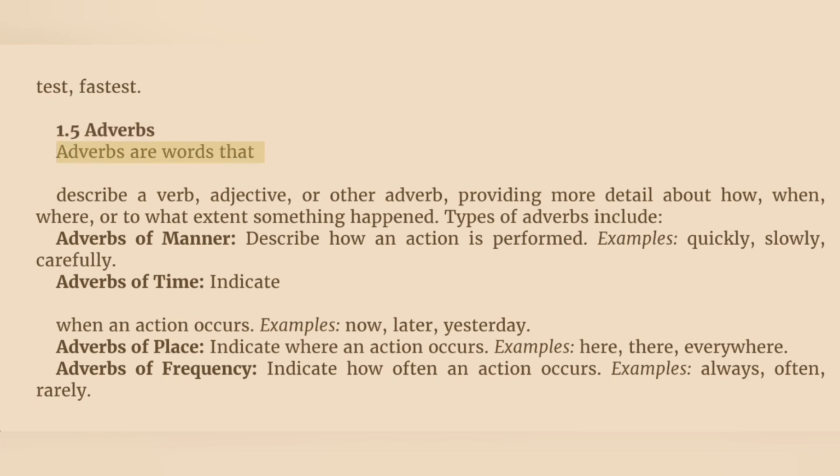Adverbs are words that describe a verb, adjective, or other adverb, providing more detail about how, when, where, or to what extent something happened. Types of adverbs include adverbs of manner, which describe how an action is performed. Examples: quickly, slowly, carefully. Adverbs of time indicate when an action occurs. Examples: now, later, yesterday. Adverbs of place indicate where an action occurs. Examples: here, there, everywhere.